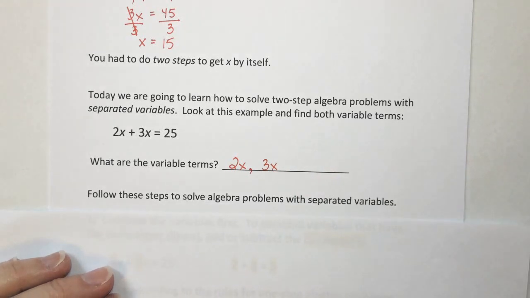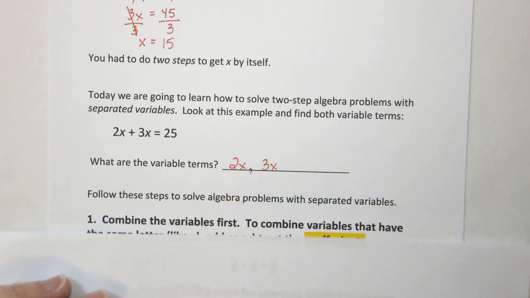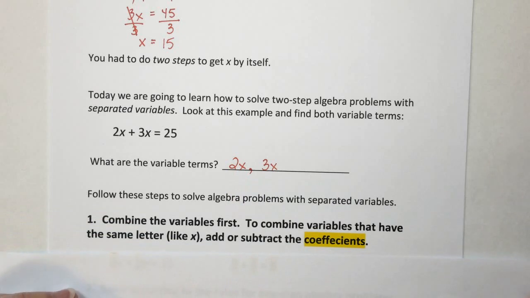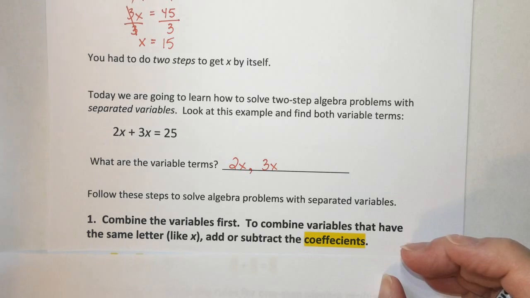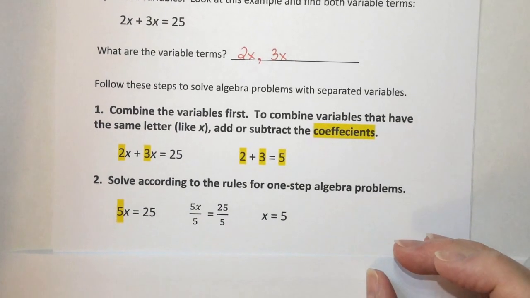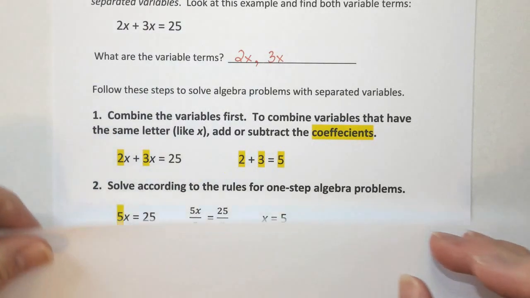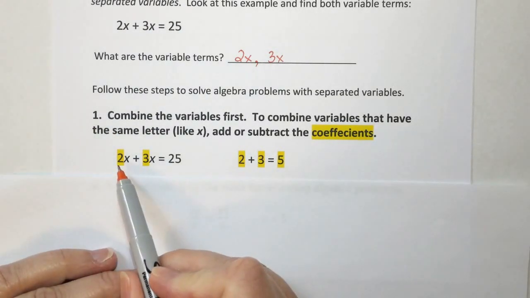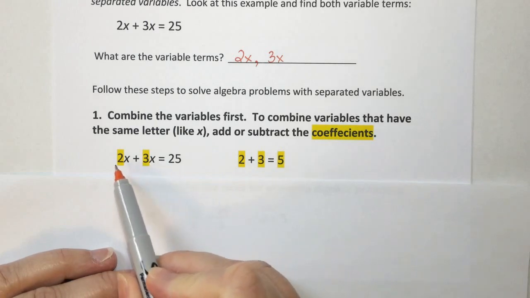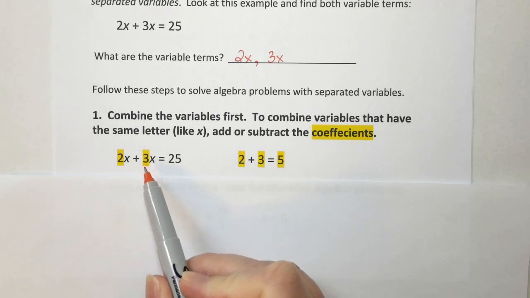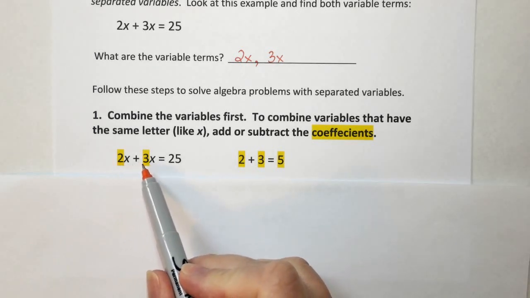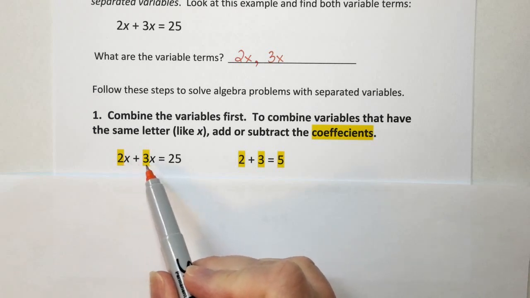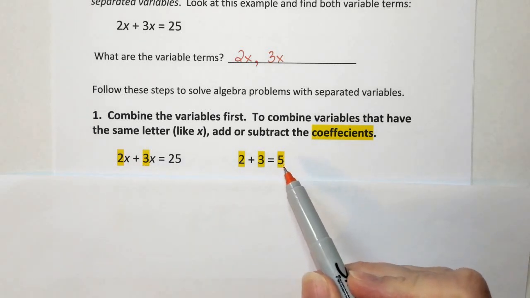Now you can follow these steps to learn how to solve algebra problems when your variables are separated like this. Step number 1, combine the variables first. To combine variables that have the same letter, like x in this case, you will add or subtract the coefficients. Now we haven't talked much in this class about coefficients, but I'm sure you have in other classes. A coefficient, and I've highlighted it here for you, is a number right in front of the variable. In this case it's a 2, in this case it's a 3. So I've got a positive 2 here and a positive 3 here, so add them. 2x's plus 3x's would be 5x's.